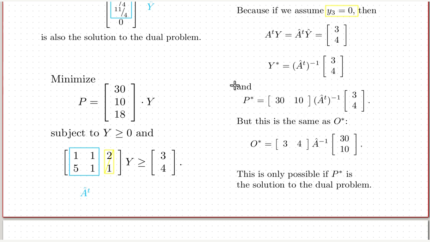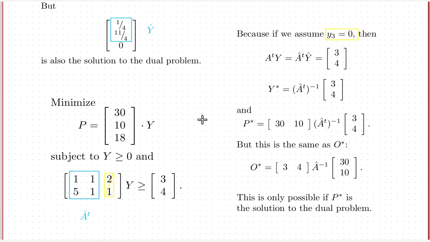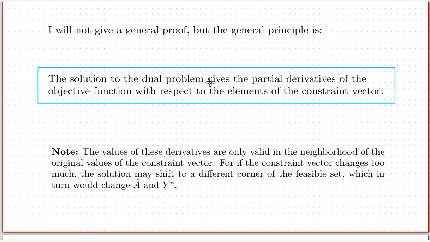So therefore, because we know that this value for P is the same as the value in the original problem, it must actually be the optimal solution, right? There's no way it could be suboptimal. So this is the optimal solution to the dual problem. And the thing to remember about this is this principle here, that the solution to the dual problem gives the partial derivatives or the sensitivities of the objective function with respect to the elements of the constraint vector.